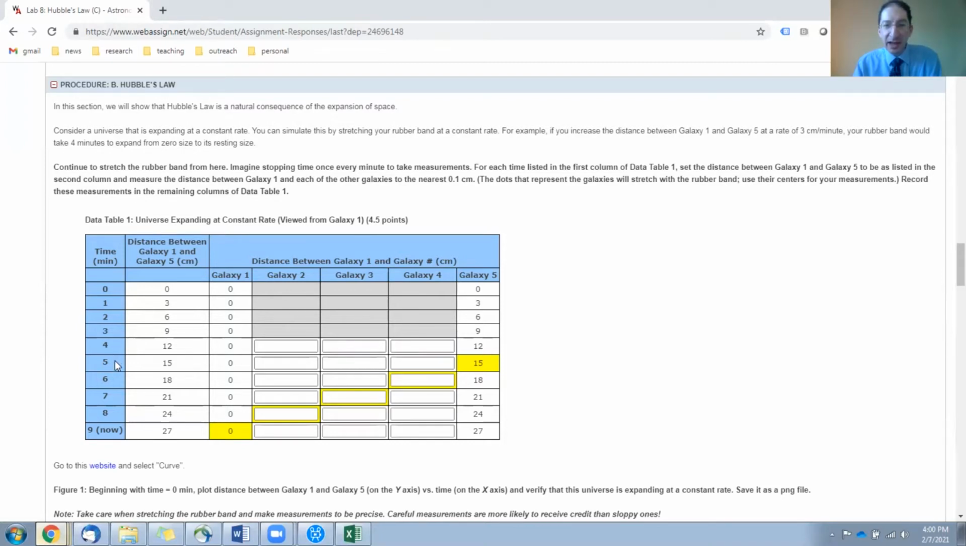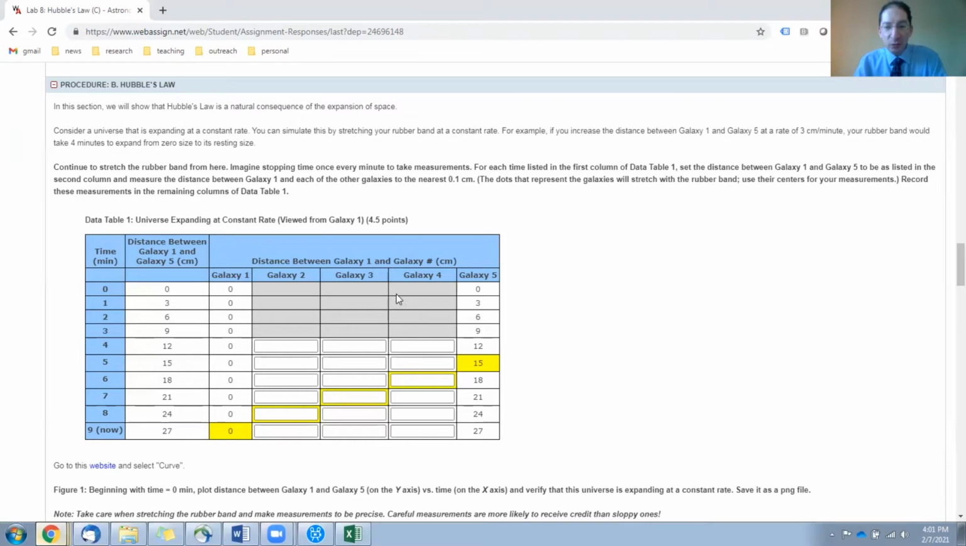Then you'll hop to the next time, 5 minutes after your rubber band universe's Big Bang, and the distance between galaxy 1 and galaxy 5 is then 3 centimeters bigger, 15 centimeters. So using your push pins, fix the size of the rubber band to that, and again, measure the distance between galaxy 1 and 2, galaxy 1 and 3, galaxy 1 and 4, and put those here. Then you repeat for time equals 6, 7, 8, and 9 minutes, where 9 minutes corresponds to now in this particular example.